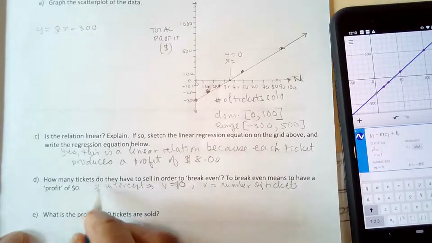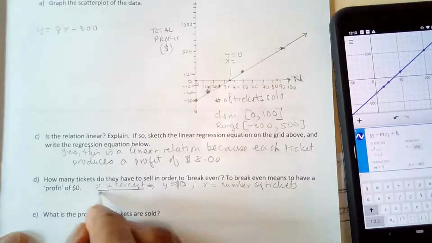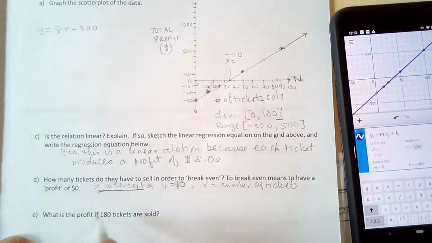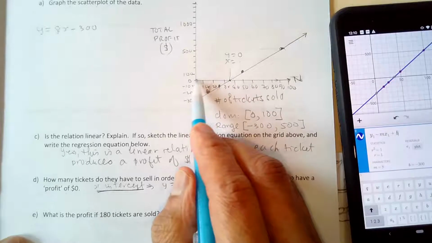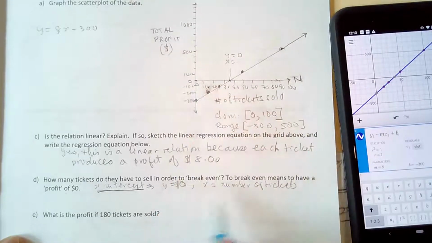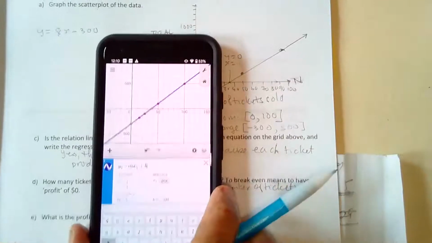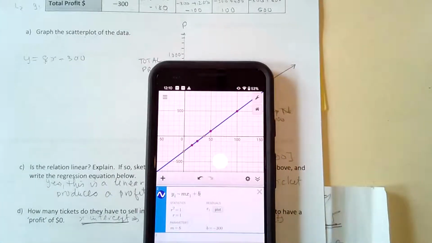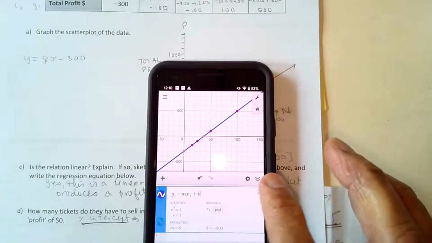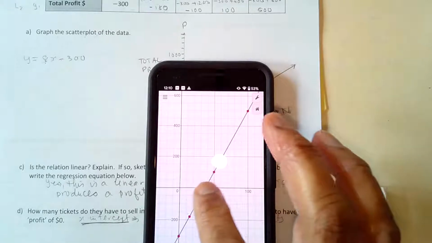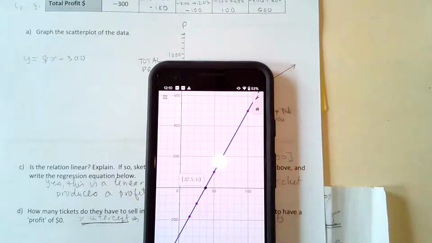So in other words, we need to find the x-intercept. That's what we're doing here. Okay, so when y equals 0, what is x? Let's break it even. So let's do that on Desmos here. Now I don't really need all that. Now I need to find my x-intercept. So they would have to at least sell 38 tickets. Now you have to round up. 38, 37.5.